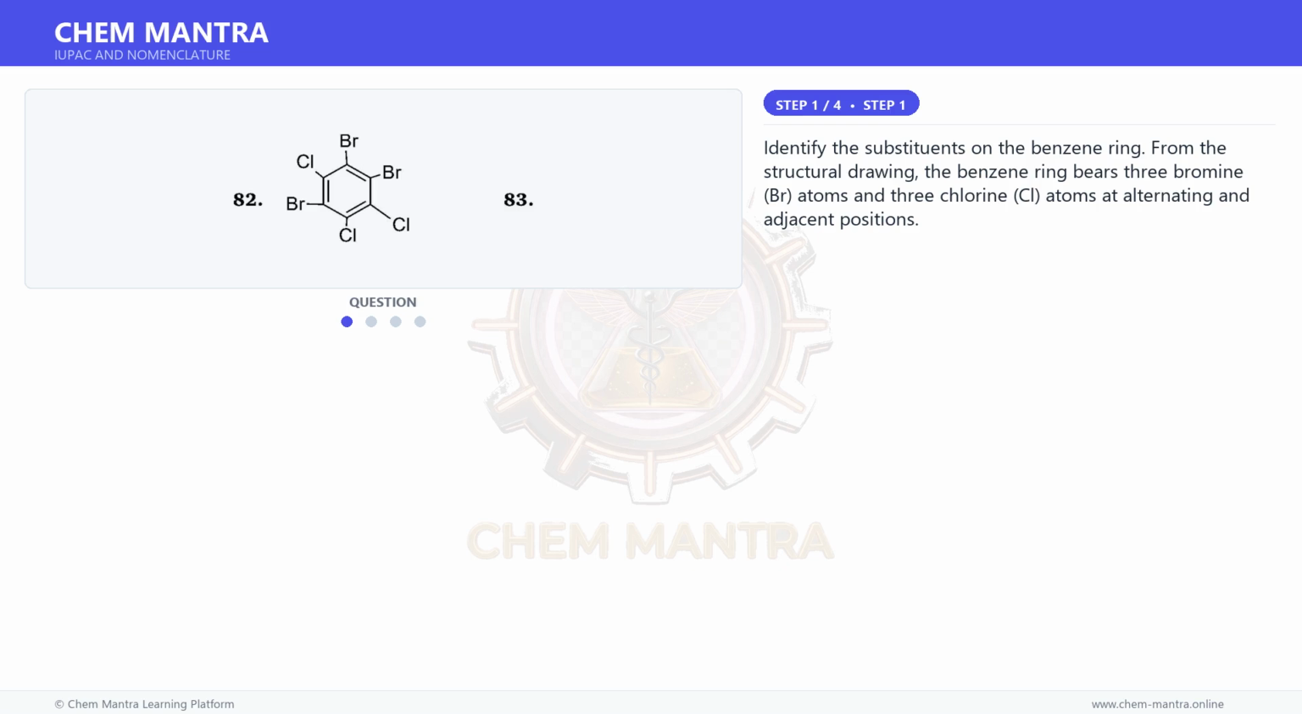Identify the substituents on the benzene ring. From the structural drawing, the benzene ring bears 3 bromine, Br, atoms and 3 chlorine, Cl, atoms at alternating and adjacent positions. Moving on to the next step.